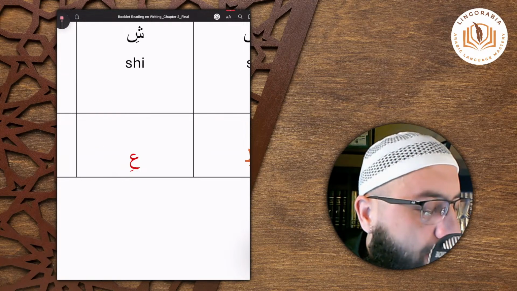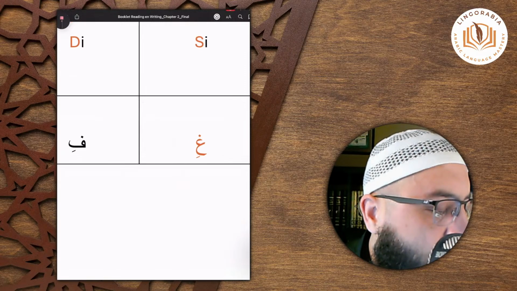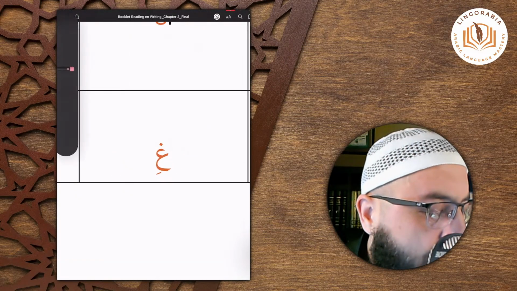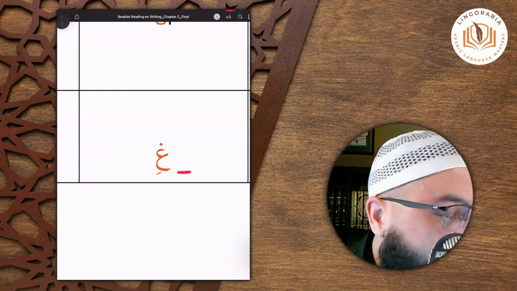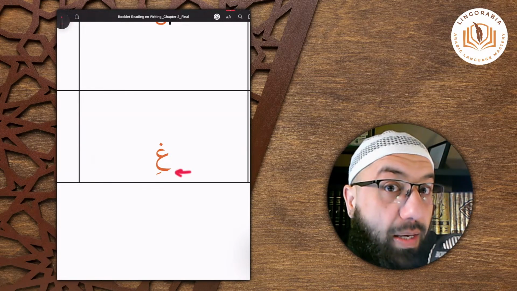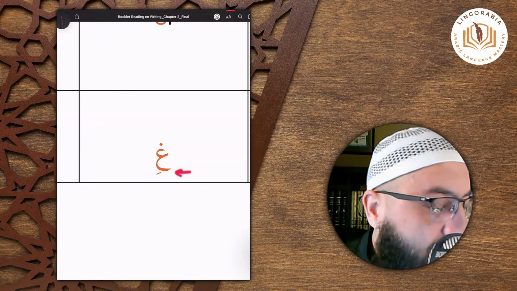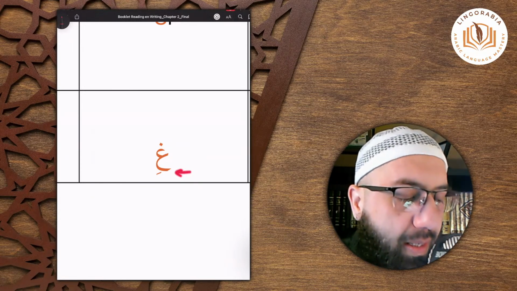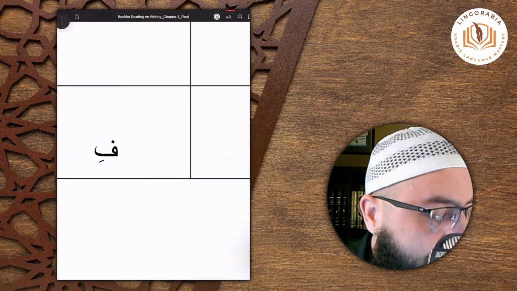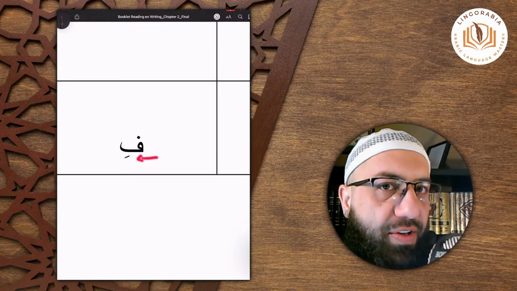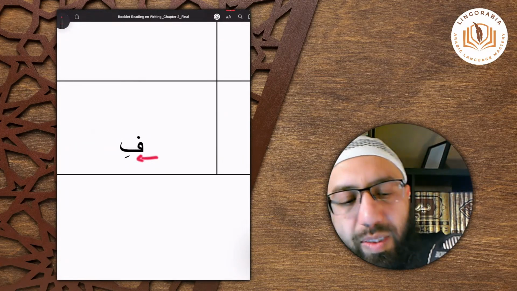Then we got the ghain, guys. Now again, you see the ghain is also in orange, guys. So this means you have to pronounce it heavily. So you say ghi. You have to pronounce it heavily. The ghain with the kasra, ghi. And then you got the fa, guys. The fa with the kasra. You got fi. This one is a light letter. The last one is a light letter.